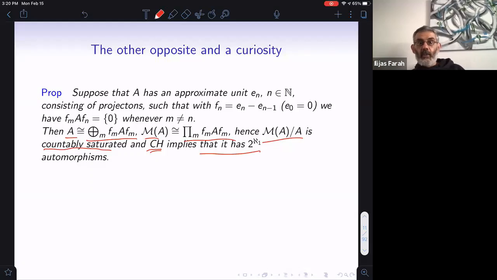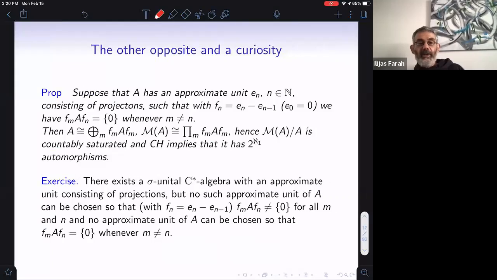So now you can wonder, well, okay, so does it mean that if I just have an approximate unit consisting of projections, if this doesn't happen, maybe I just have to go to some subsequence. If I cannot get that A is a direct sum, maybe I can get that those corners are always non-empty. It turns out, surprisingly, that is not the case.